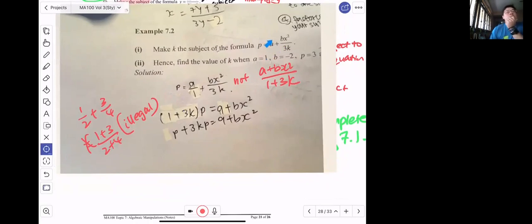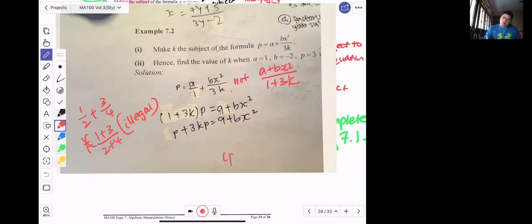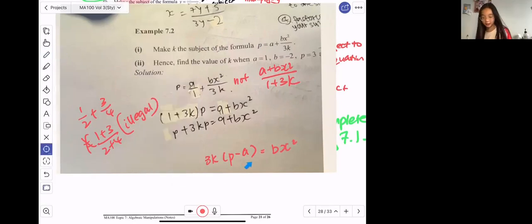Okay, ready? Subtract A on both sides. Okay, multiply by 3k on both sides. When you have one fraction equals to one fraction, then you should have something like that. Am I right? Okay. Break open the bracket.